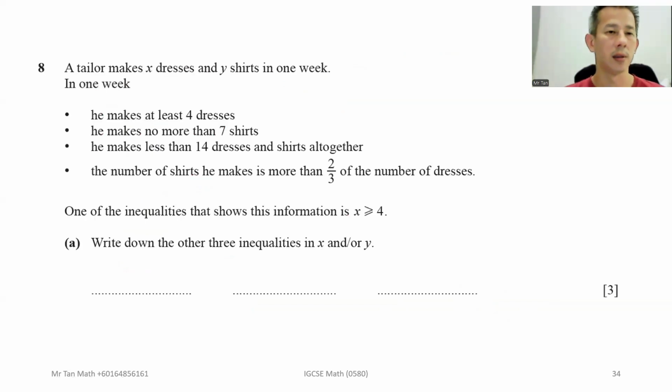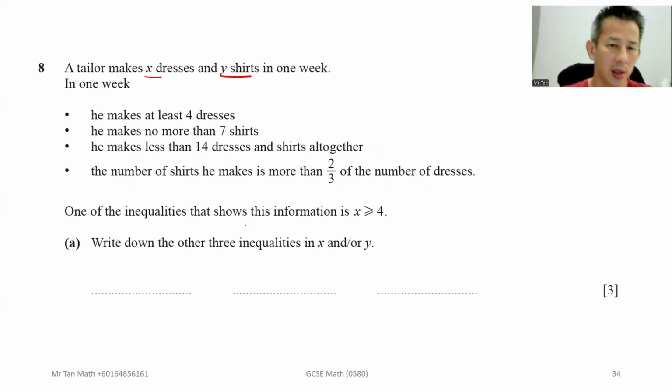Okay, number 8. A tailor makes X dresses and Y shirts in 1 week. So X is dress, Y is shirt. Okay, in 1 week he makes at least 4 dresses. Okay, he makes no more than 7 shirts. Okay, he makes less than 14 dresses and shirts all together. The number of shirts he makes is more than 2/3 of the number of dresses.